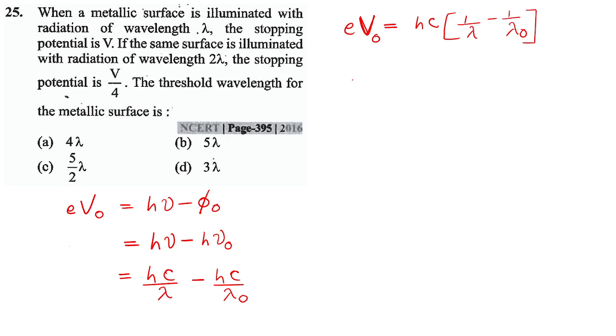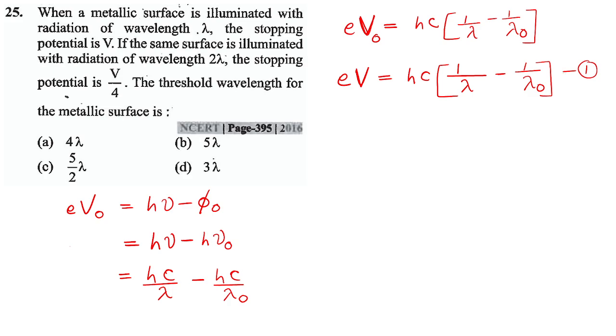So let me substitute the values. In the first case, the stopping potential is given as V. hc is a fixed number. In the first case, the radiation has wavelength lambda, and the cutoff wavelength is lambda 0. This is equation number 1.